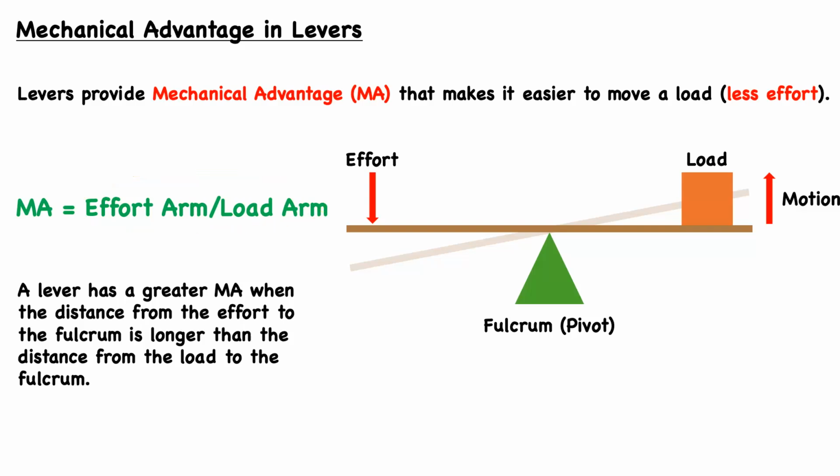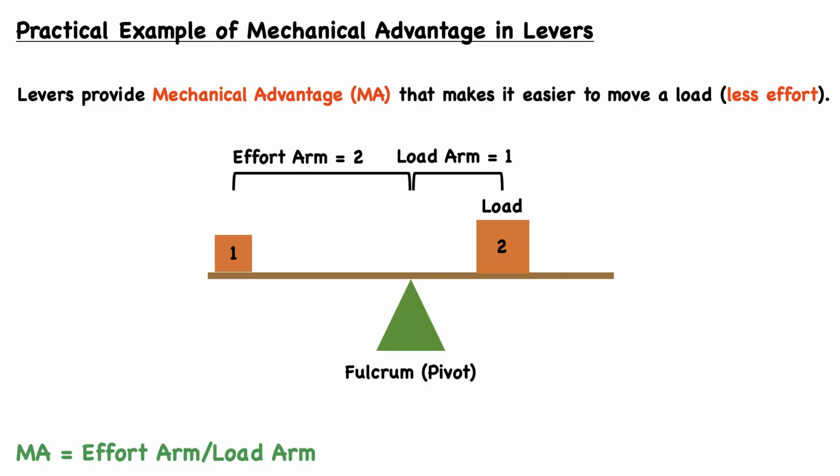And when a lever has a greater mechanical advantage, it's because the distance from the effort to the fulcrum is longer than the distance from the load to the fulcrum. So for example, referring to our same illustration, the distance between the effort and the fulcrum is equal to the distance between the load and the fulcrum. So in this case, the effort arm and the load arm are equal, and the mechanical advantage would have a value of 1. So let's take a look at a practical example of mechanical advantage in levers, and essentially how this all works out in practice.